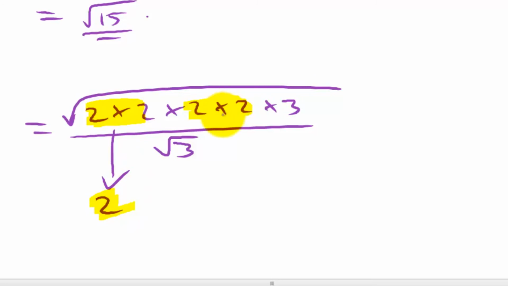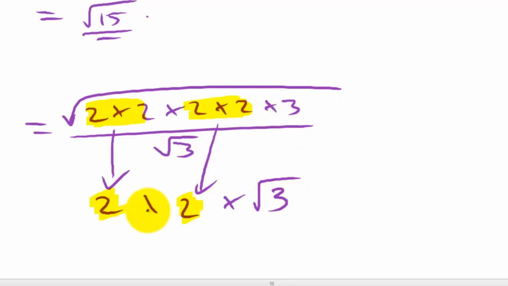Similarly, that just becomes another 2. In the same way, and then we've just got times the square root of 3. We can't square root that, there's nothing to times it by to turn it into a square number. So we get 2 times 2 times square root of 3 over the square root of 3.